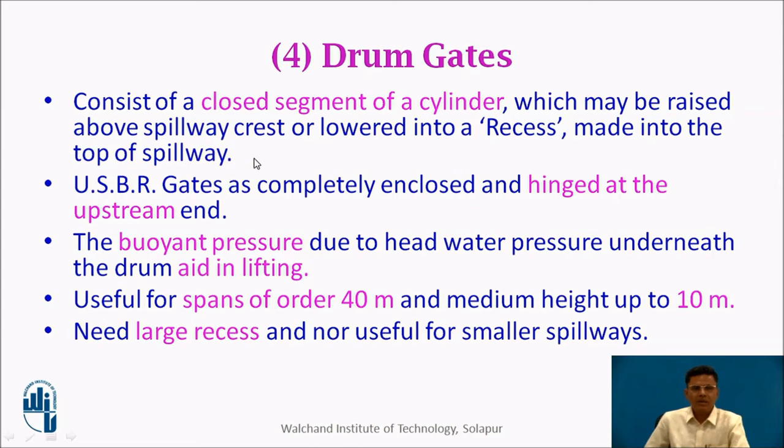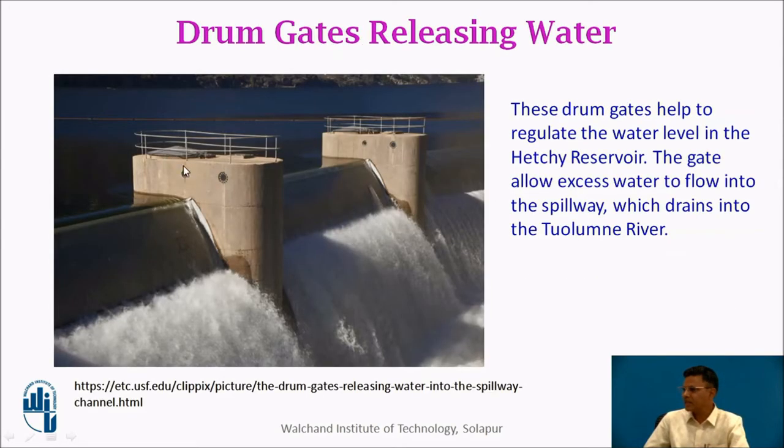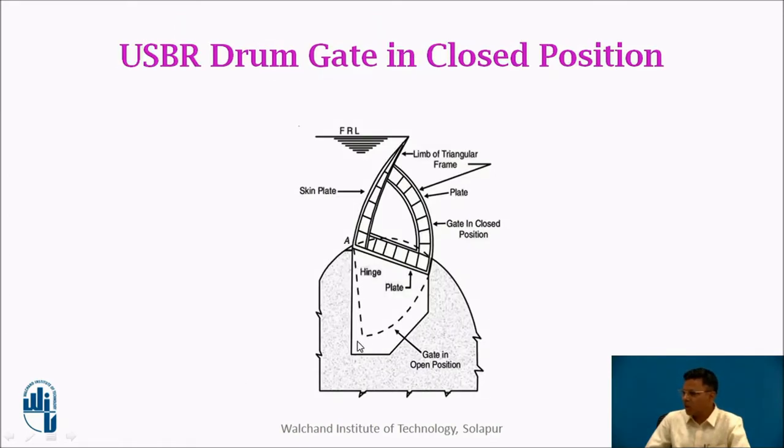Now, drum gates. What are drum gates? Now just see here. These are the drum gates releasing water. This is a hollow inside the crest which accepts the total gate bodily. So when the gate is fully opened, the gate will occupy a place here which will match with the crest. So the gate will be occupied here.